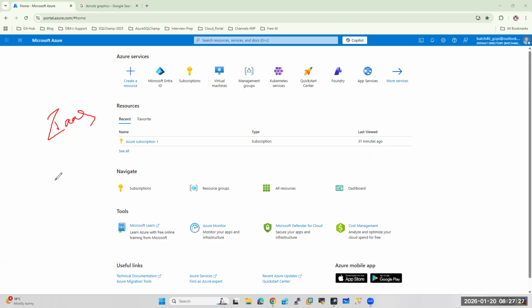I told you, right? There are 3 major services which fall under IaaS. One is virtual machines, one is network, one is storage. These are the 3 services mainly sitting on top of infrastructure as a service. So what are the 3 major services which fall under IaaS, sir? Infrastructure as a service: VMs, network, storage.